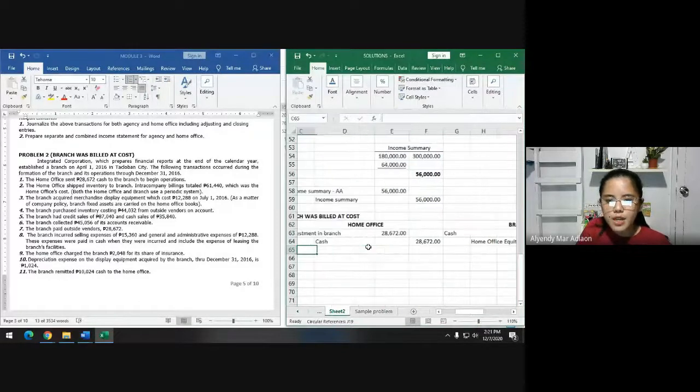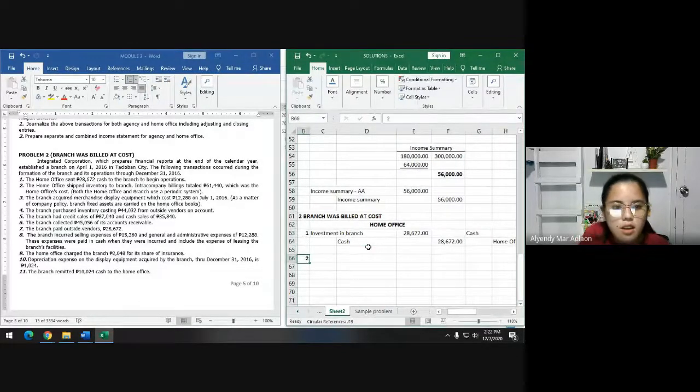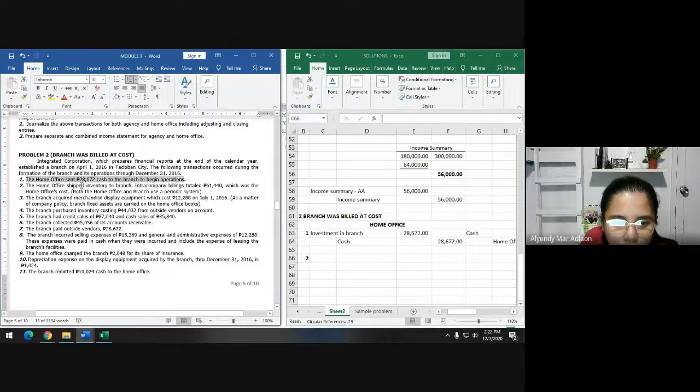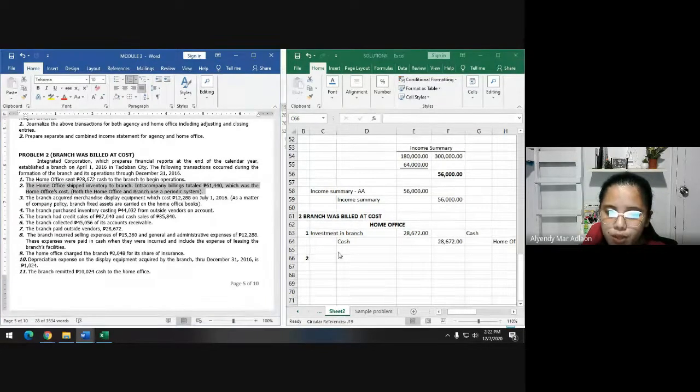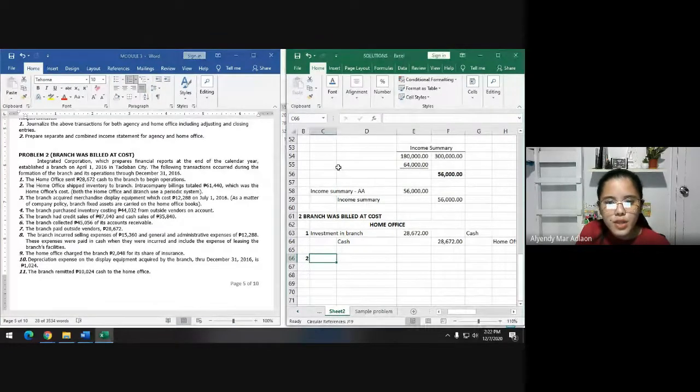Okay, next, number 2. The Home Office ships inventory to the branch. Intra-company billings totaled 61,440, which was the Home Office cost. Both the Home Office and branch use a periodic system. Okay? So, the home office shipped inventory.